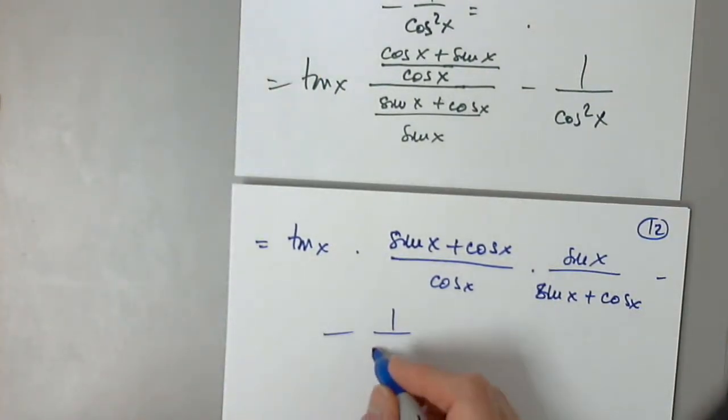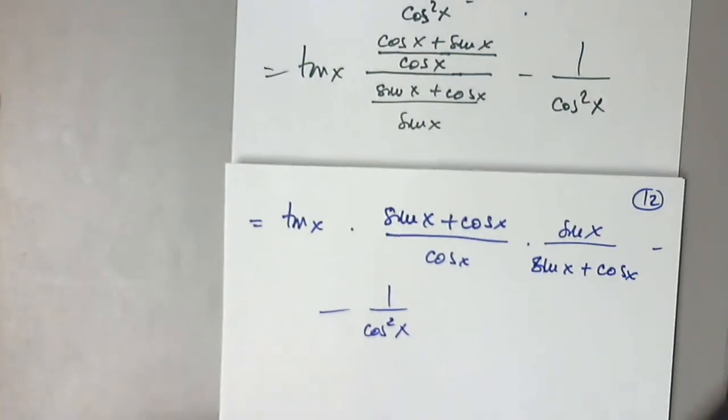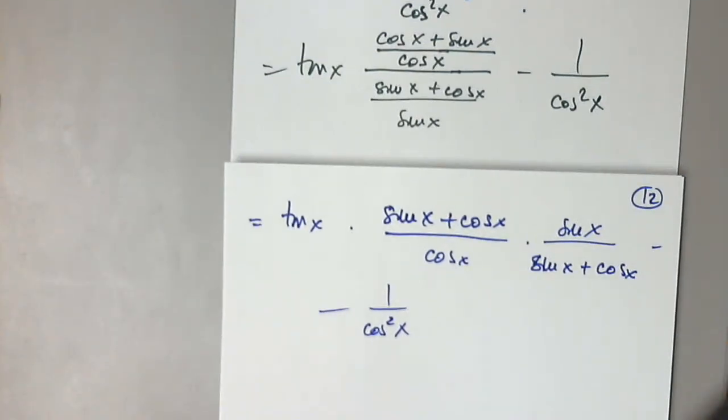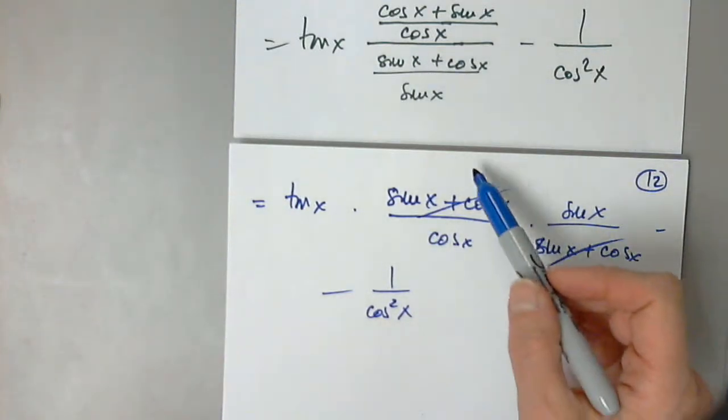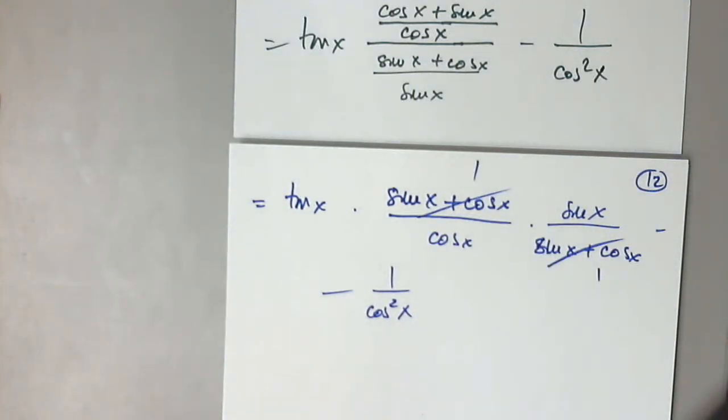Still, I don't know what to do with that yet. It can wait for a while. I'll get to it. And I like this. I can simplify only factors. I took a factor away from sine plus cosine and another factor, the same sine plus cosine.